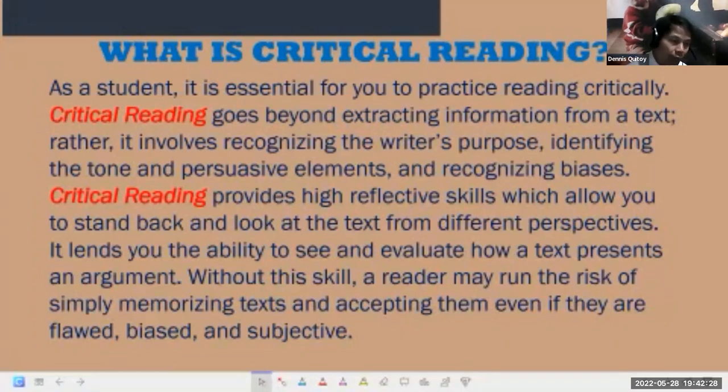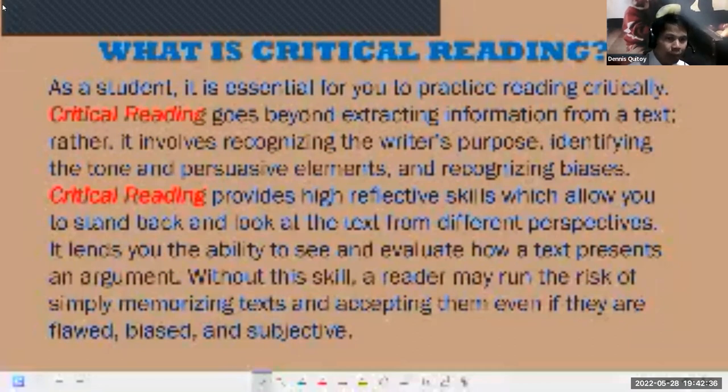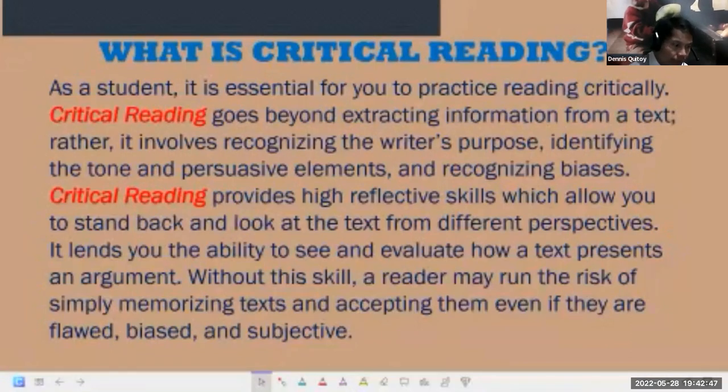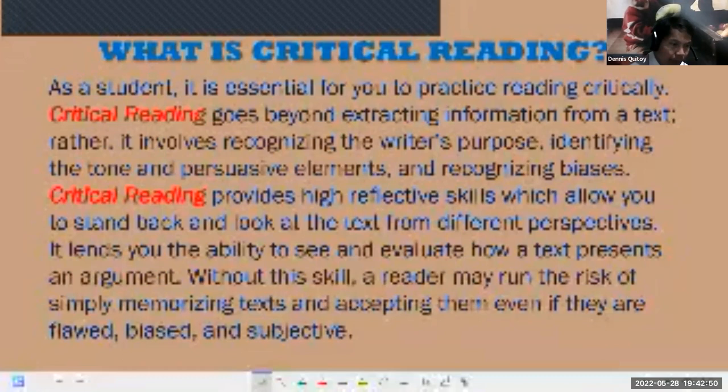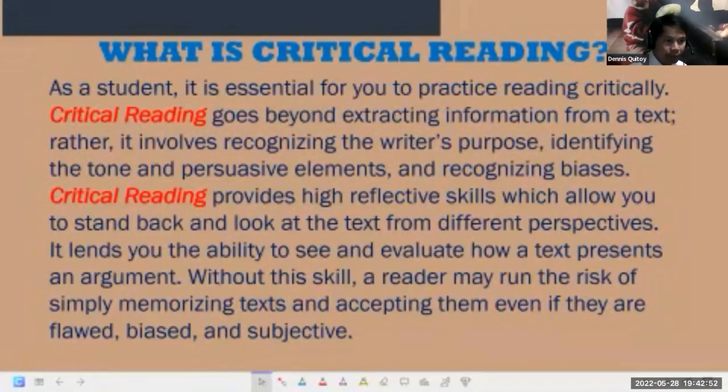So if you are a critical reader, you can understand and identify what is the message of the book, and how the author uses the persuasive elements, or what we call the patterns of development, the progression of the story in the book. And then we can also identify and recognize the biases. You already know what biases are.